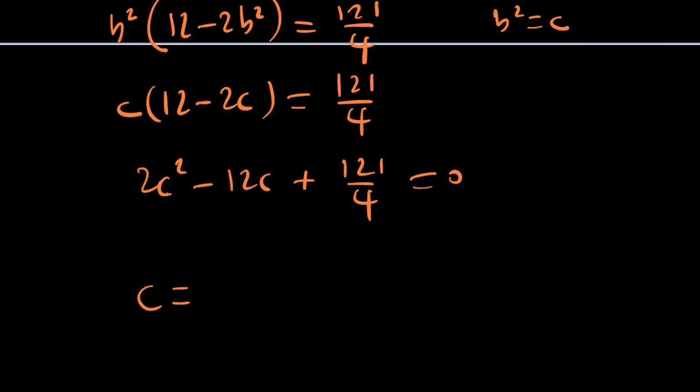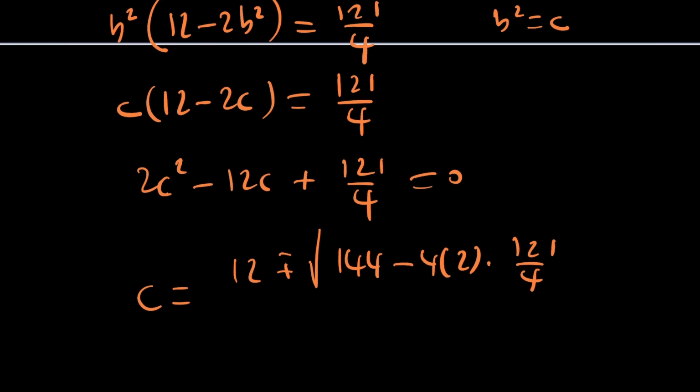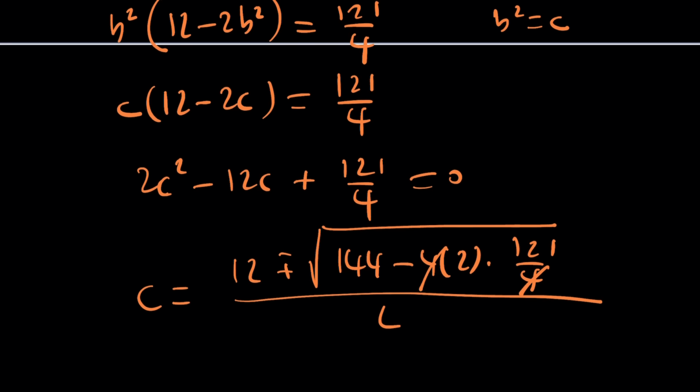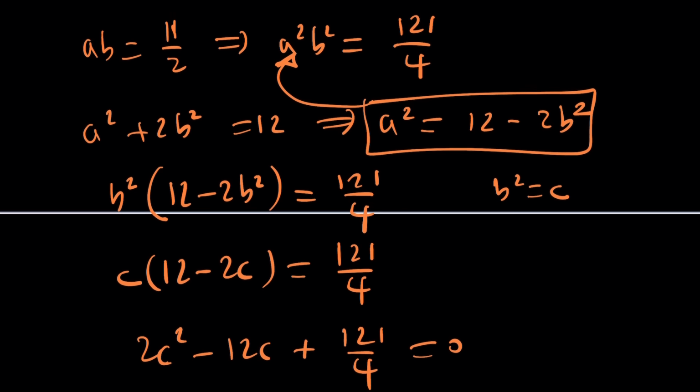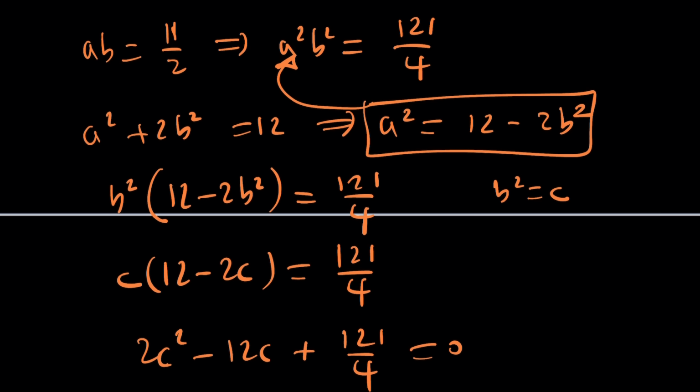But there's a caveat. Let's see. Negative b plus or minus the square root of b squared, which is 144, minus 4ac, 4 times 2 times 121 over 4. The 4's cancel out. Cross canceling is amazing. Divide by 2a, which is 4. Now here we have 2 times 121, which is 242. Uh-oh, Houston, we have a problem. I'm getting a negative delta, which means there are no real c values. What is that supposed to mean? This is crazy, right?